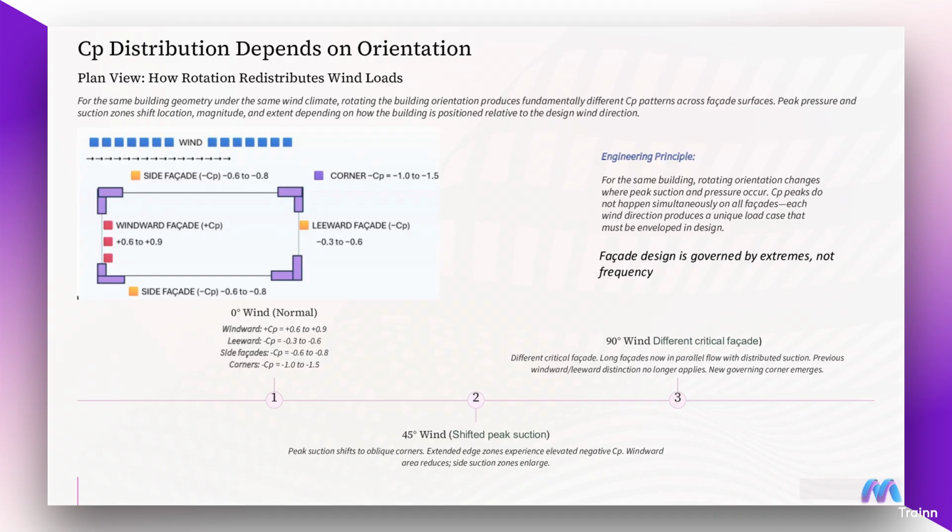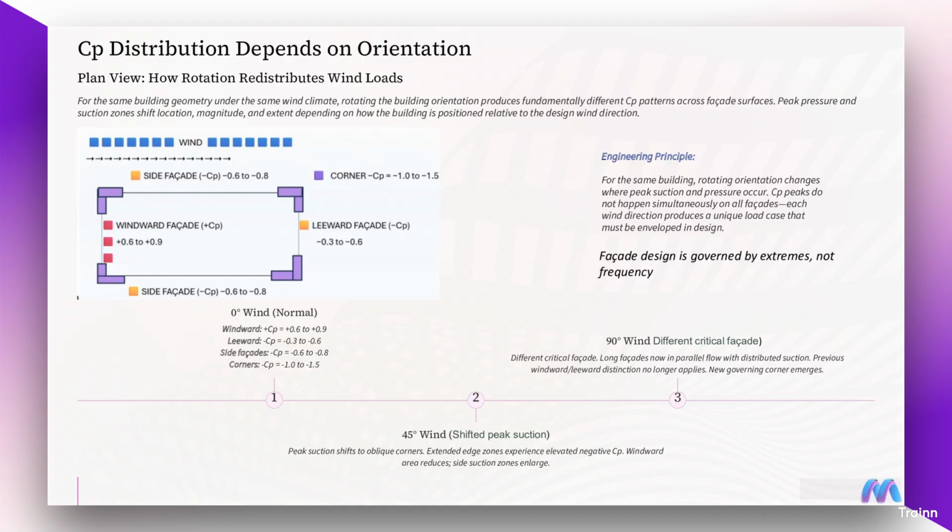For the same building geometry under the same wind climate, rotating the building orientation produces fundamentally different CP patterns across facade surfaces. Peak pressure and suction zones shift location, magnitude, and extent depending on how the building is positioned relative to the design wind direction.